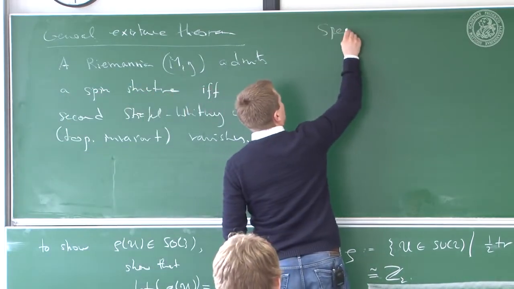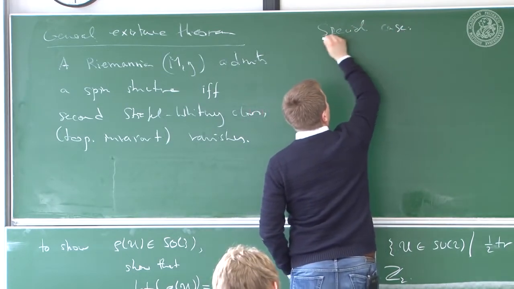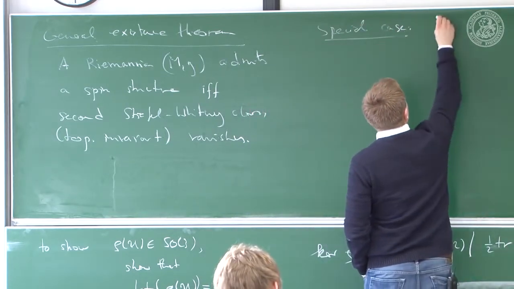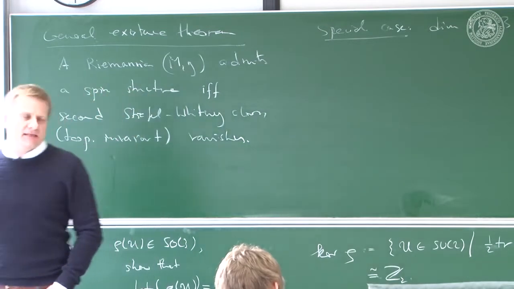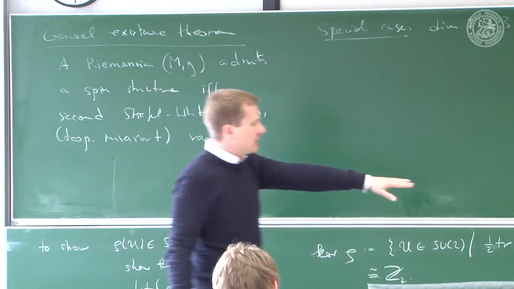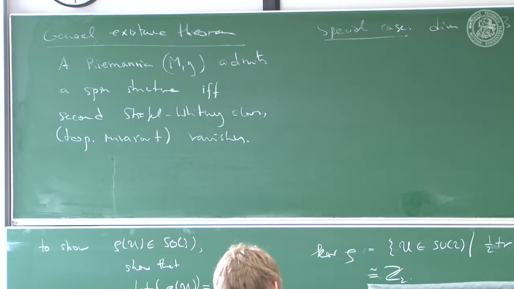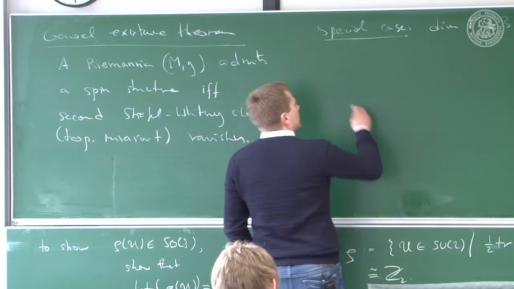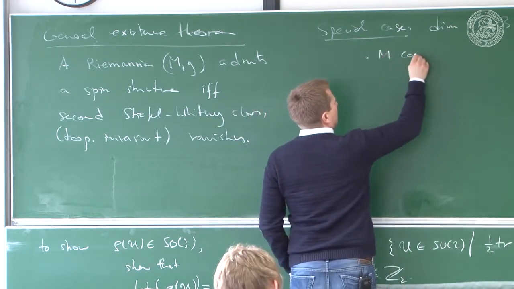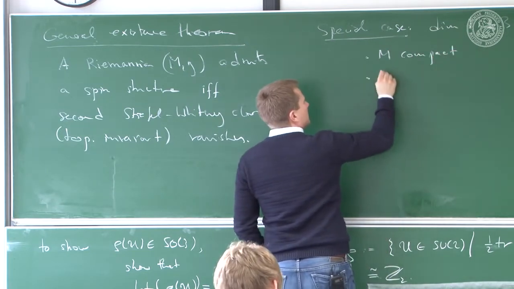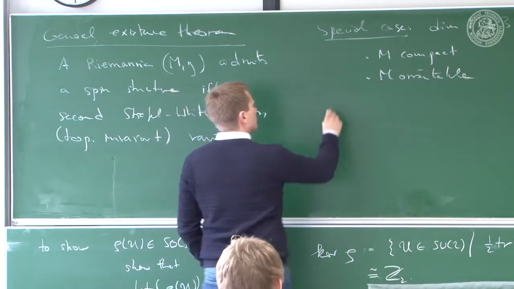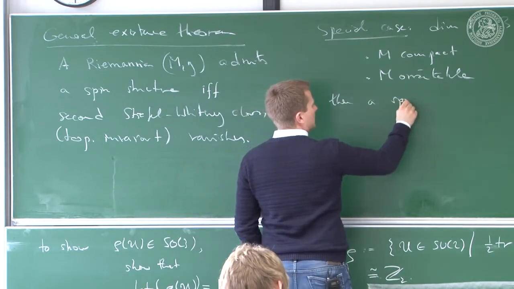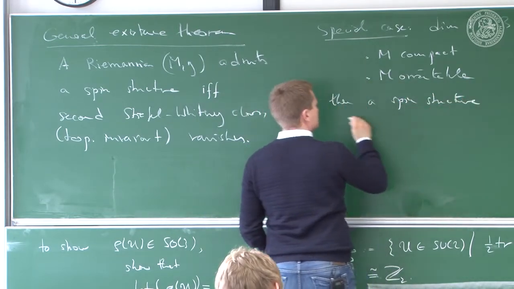Special case: the dimension of M is less or equal to 3. So we won't cover space-time. Well, anyway, as I defined it, it's only for Riemannian manifolds. But of course, this can be extended naturally to spin(1, n-1), and so on. Dim M less or equal to 3, and then if M is compact and M is orientable, then a spin structure always exists.